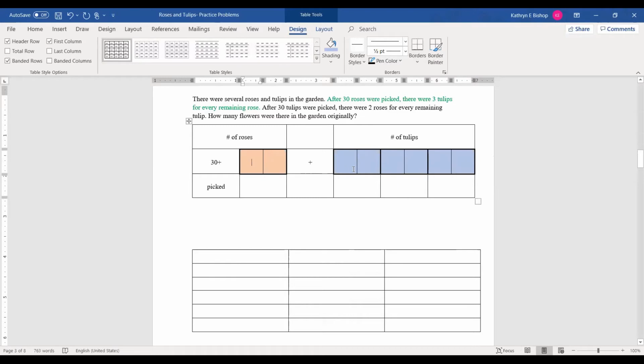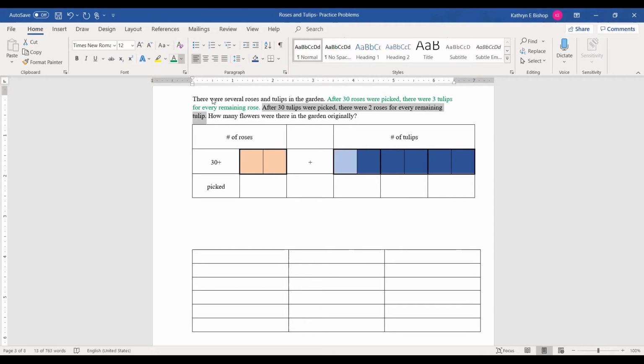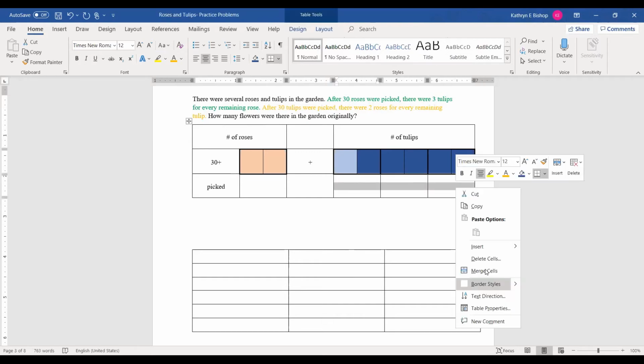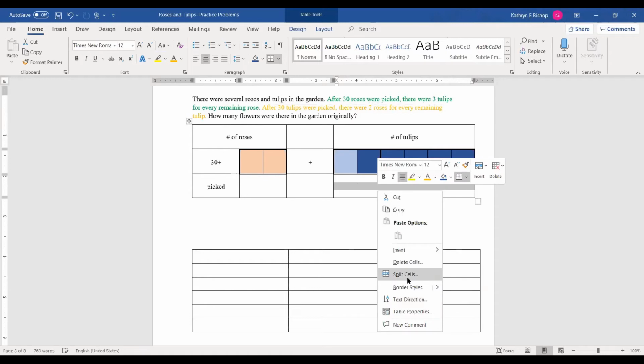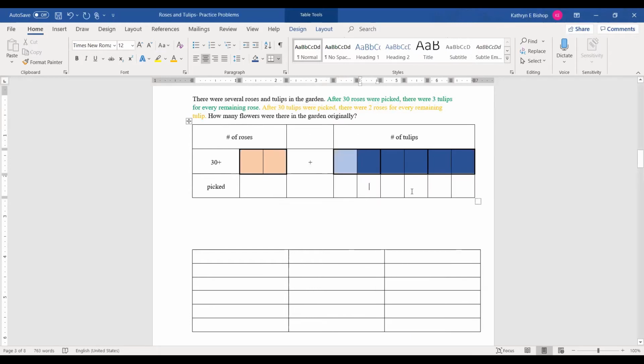Okay, now I can say that if all of these tulips are the ones that were picked, that means I have 1 smaller unit of tulips and 2 smaller units of roses, which lines up with the second half of this sentence that says there were 2 roses for every remaining tulip. So these darker ones represent the picked tulips, of which there were 30.